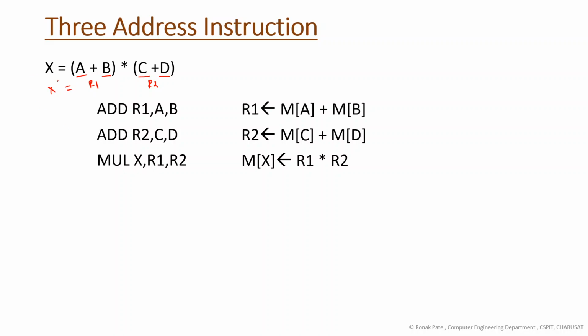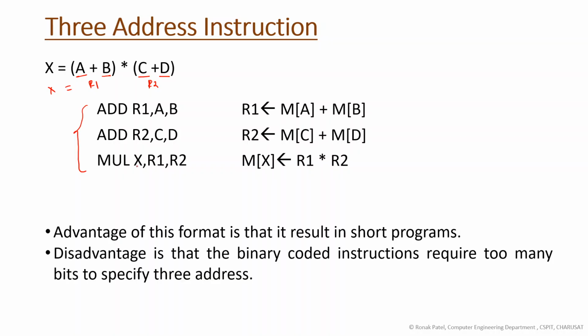So this is your assembly code if three address instruction is supported. So what is the advantage of this? The advantage of this format is it results in short programs, so only three lines. And the disadvantage is that the binary coded instruction requires too many bits to specify three addresses. This address must be converted into binary, right? So for that, the length of the instruction will be large. Okay.